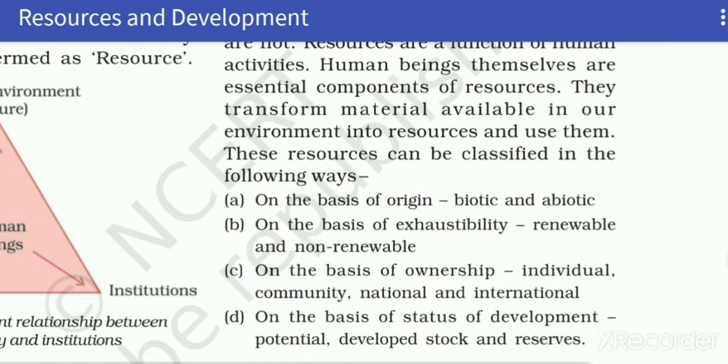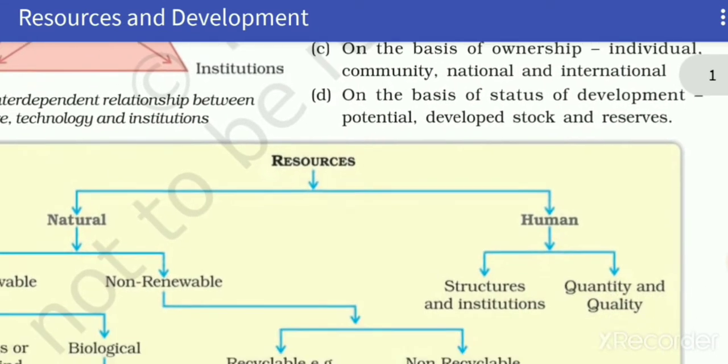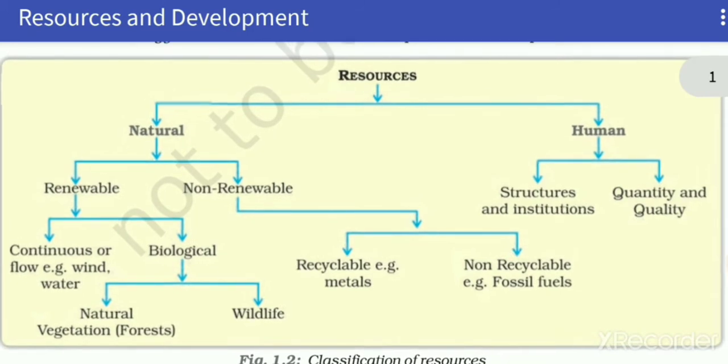So, now take a look at the classification of resources in this diagram. Here we can see that resources are classified into two parts. The first one is natural and second one is human, means man-made. Natural means something that we get from nature, while human means man-made.